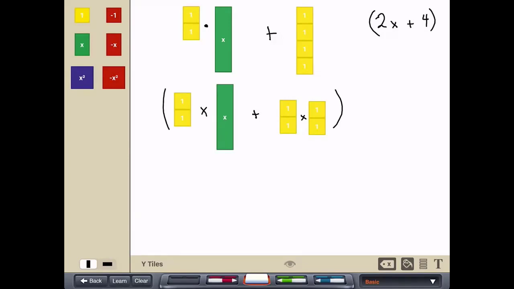Now we're going to go in and circle the common factors. Well, in this term, we have a 2, and in this term, we also have a 2. So we've circled the common factors. Now we need to deal with the rest of the things that we've got. So what we have left is an x plus a 2.